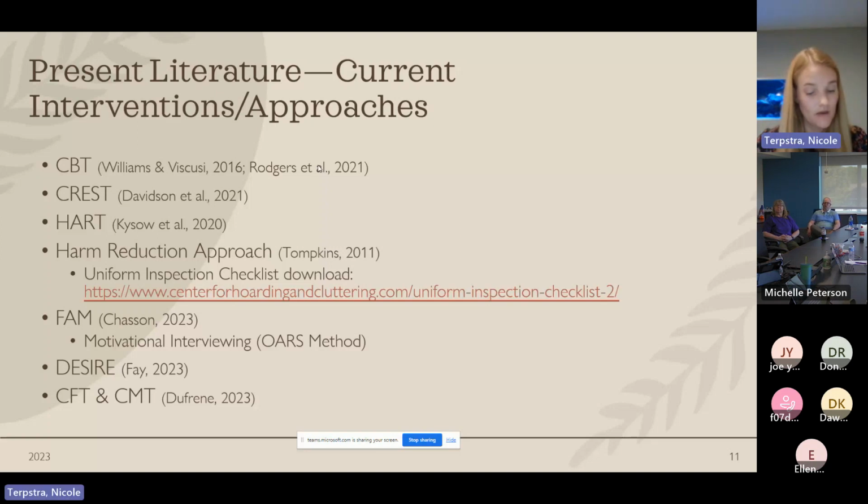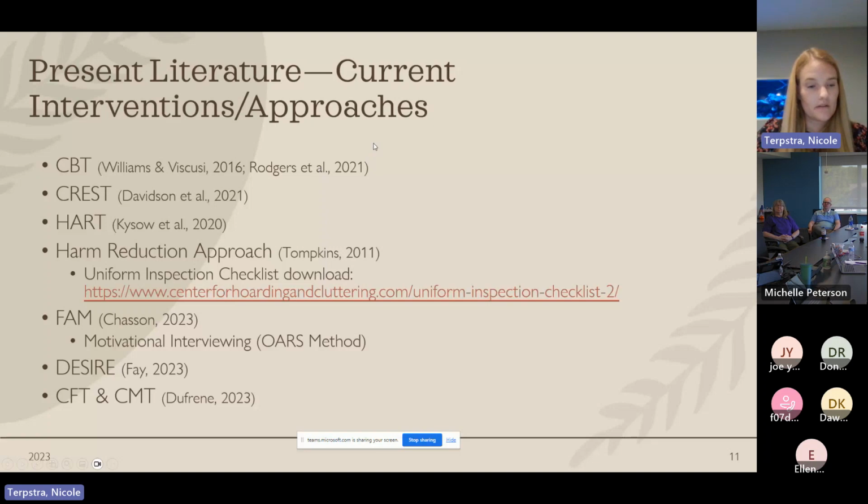Next up, we have FAM, which stands for Family as Motivators. And this intervention is actually focused on training the family through 10 sessions that consist of psychoeducation, motivational interviewing, harm reduction, and family accommodation and prevention.